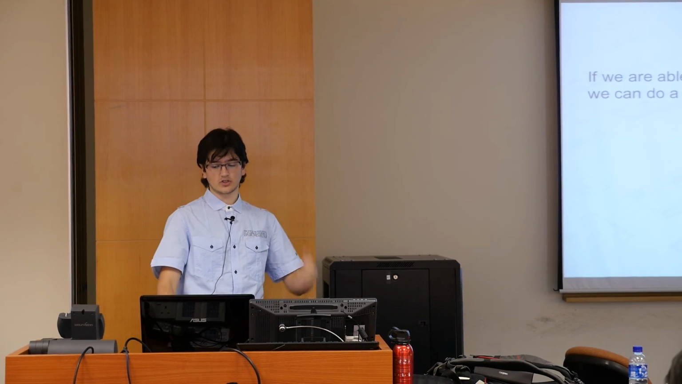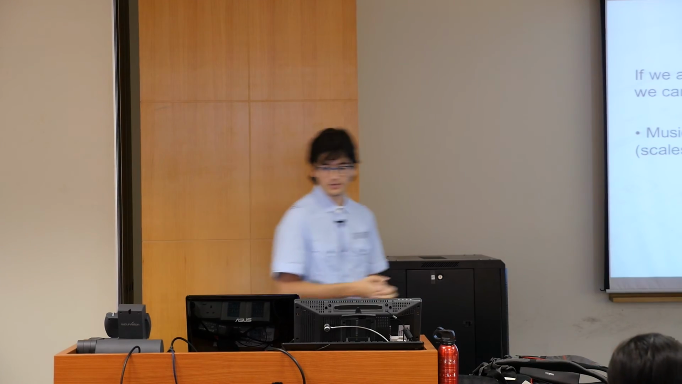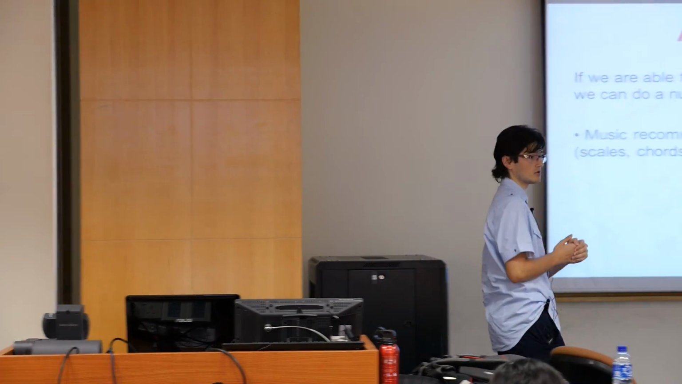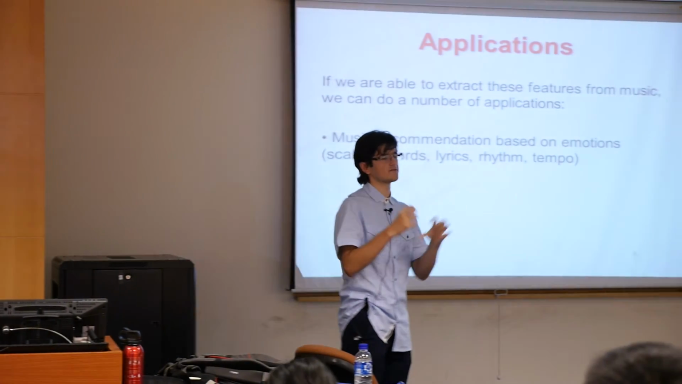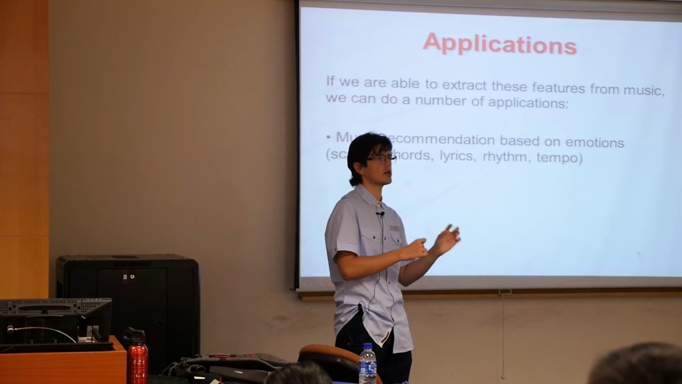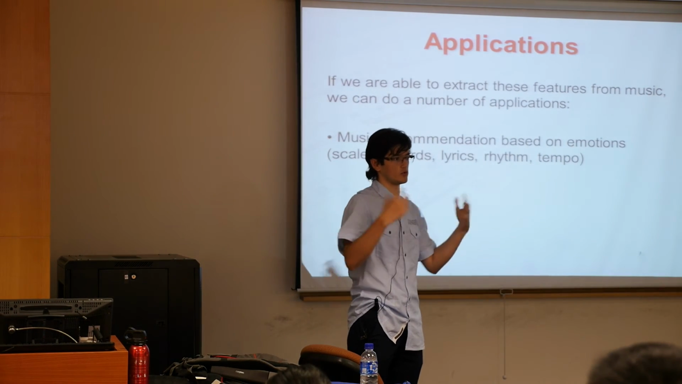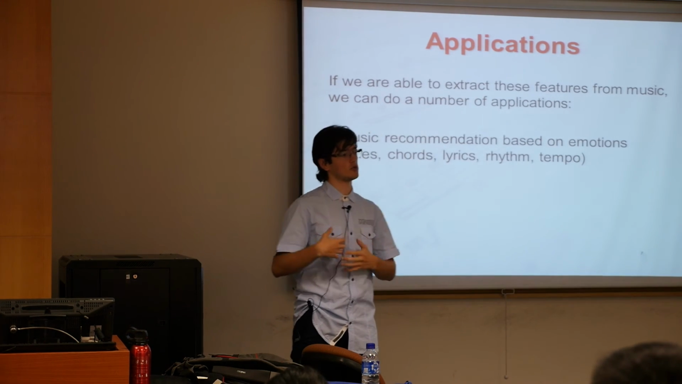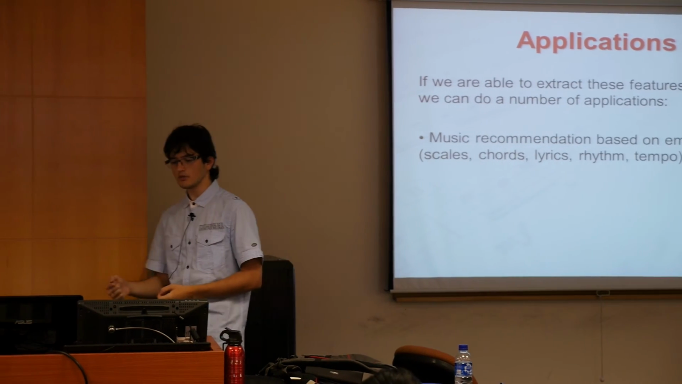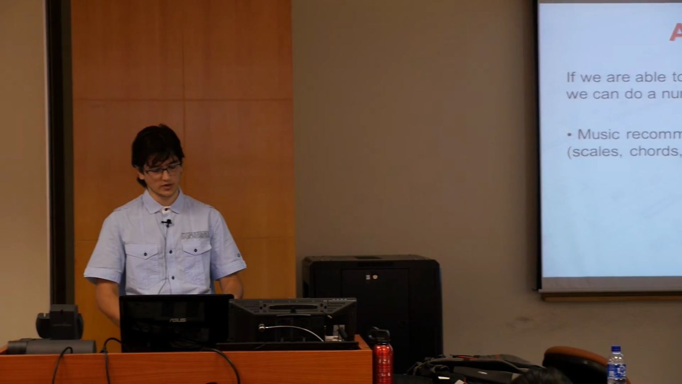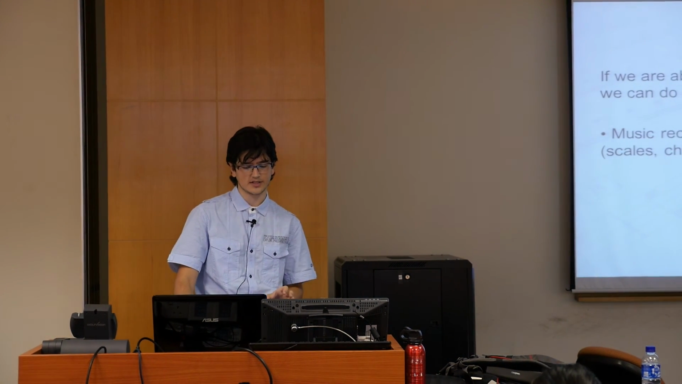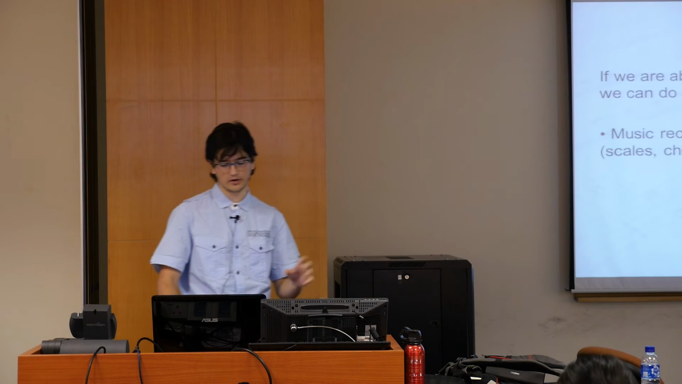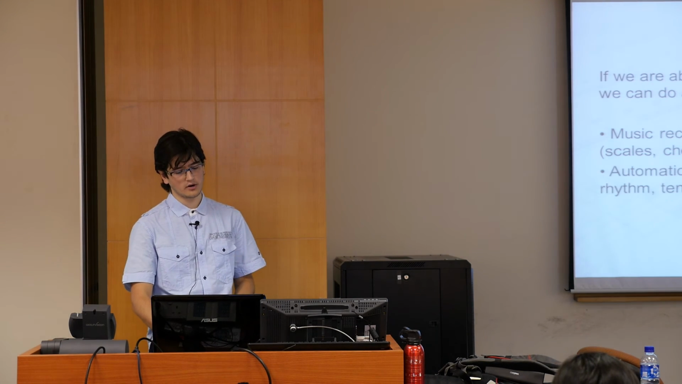So if we are able to extract these features, we can do, for example, music recommendation based on emotions, okay? We can quantify, for example, if we have used a minor scale, well, that counts maybe 20% to the mood of the song, okay? So we put all these in a formula and maybe it works, maybe it doesn't, I don't know. Research needs to be done here. Now, these are the things that we would need: scale, chords, lyrics, the semantics of the lyrics, okay? And rhythm and tempo are also important.